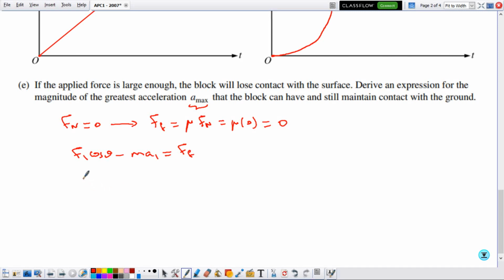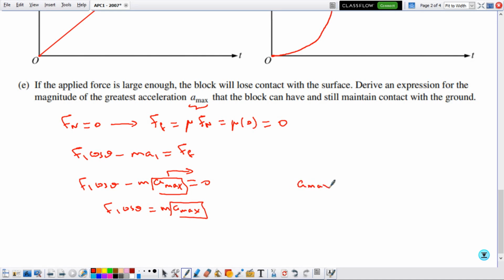Then what we're going to have here is F1 cosine theta minus m times the acceleration, which would be the max. We need to pay attention and use the same notation, and this is equal to 0, and we're searching for a max. Then we can move this to the other side. F1 cosine theta would be equal to m a max. Then a max in this case would be given by the ratio of F1 cosine theta divided by the mass of the block.